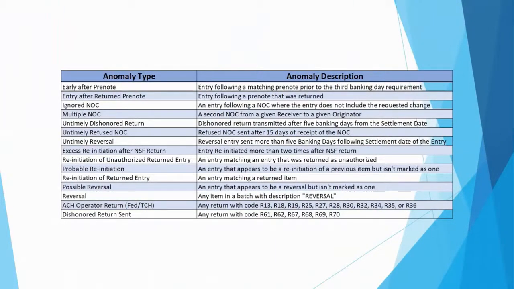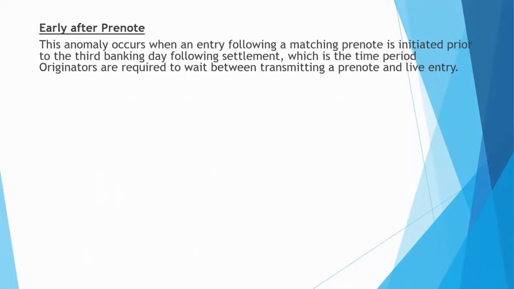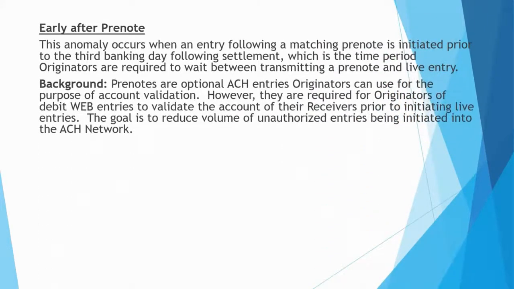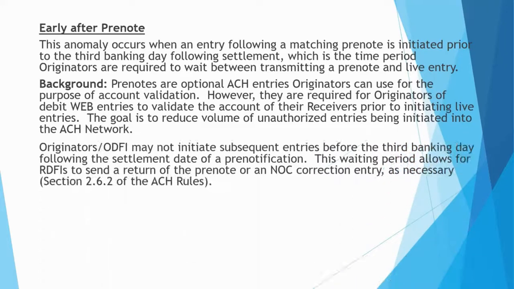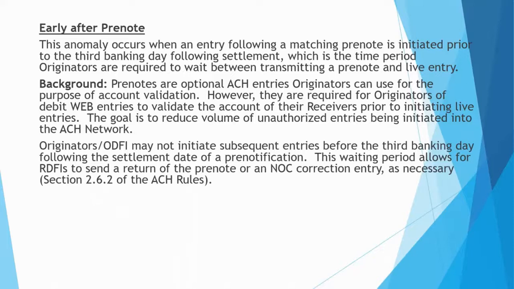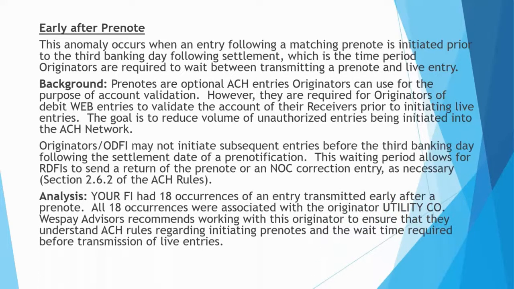We will analyze your ACH data to identify anomalies such as ignored NOCs, excessive reinitiations, and more. For each anomaly type, WesPay advisors will provide a description of what triggered the anomaly to occur. We will provide a background as to why the identified activity is important and a reference to the relevant NACHA rules. Finally, we will provide you an analysis of the impact to your FI and recommendations for how to correct and prevent occurrences of the anomaly in the future.